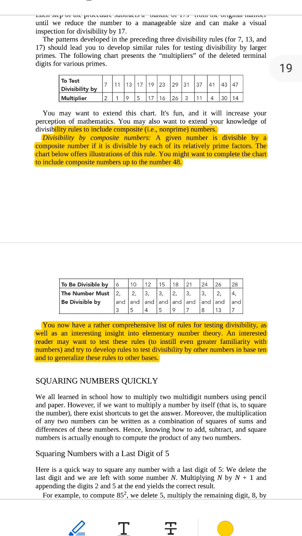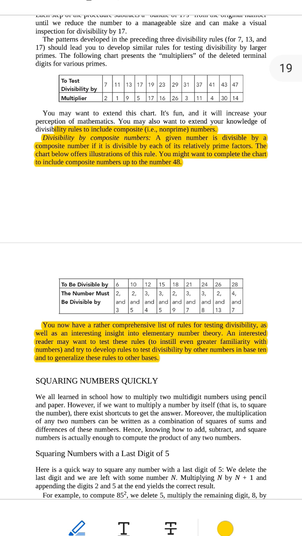6. Creating a chart of composite numbers and their relatively prime factors. To make it easier, let's list composite numbers up to 48 and show their relatively prime factors. Composite number, relatively prime factors.